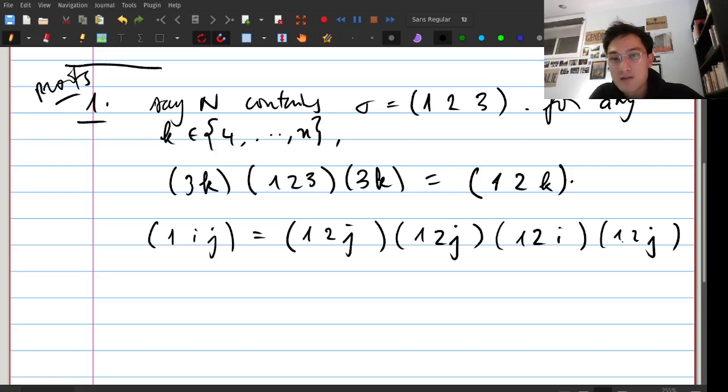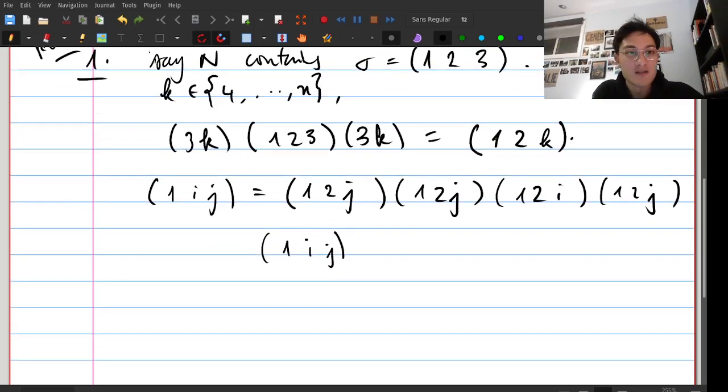Let's see. So 1 goes to 2, 2 goes to i, then i doesn't get touched, so 1 goes to i, and then j, i goes to 1, 1 goes to 2, and 2 goes to j, so that's correct. And then j goes to 1, 1 goes to 2, 2 goes to j goes to 1, so j goes back to 1, perfect. And then 2 doesn't get touched, let's just check, 2 goes to j goes to 1, and 1 goes back to 2, so 2 stays 2. Okay, so this actually was correct.